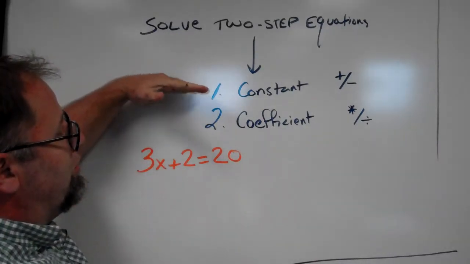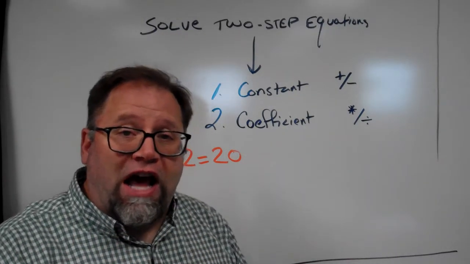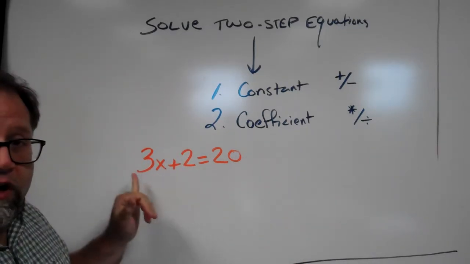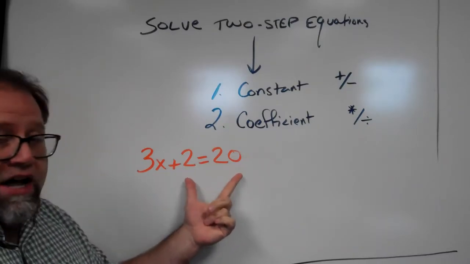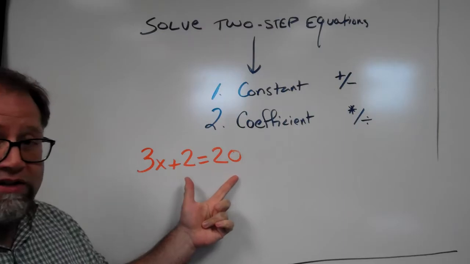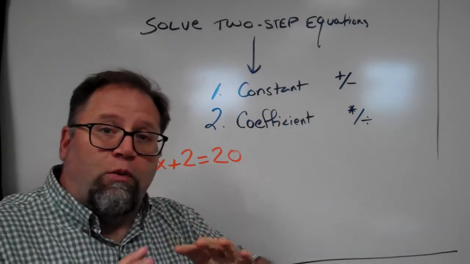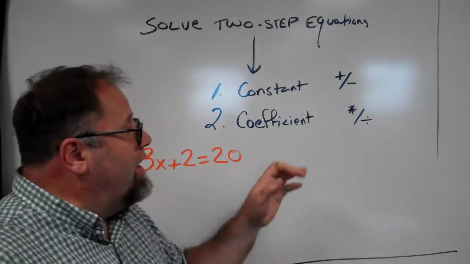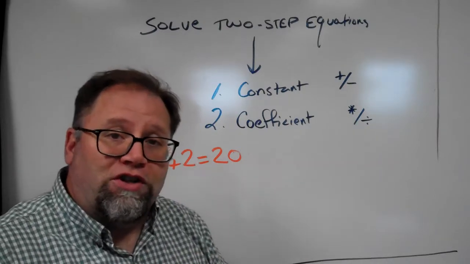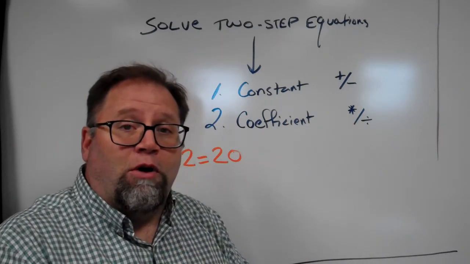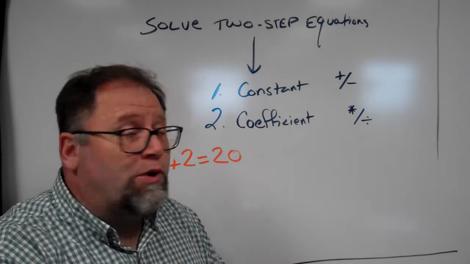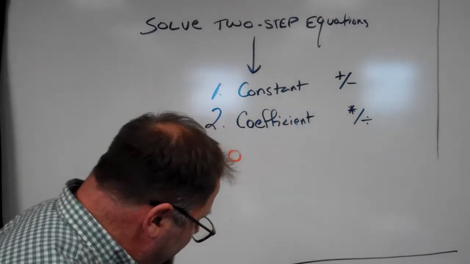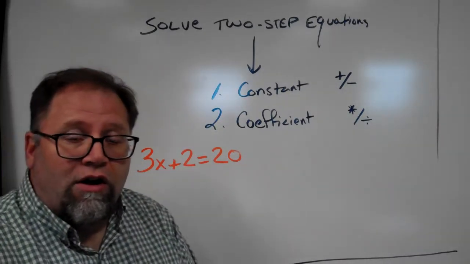So the first thing we're going to do is get rid of the extra constant that we have, because these usually build like this. So we've got a variable term, a coefficient and a variable, and then two constants. In this one I've got a positive 2 and a positive 20. So first, we're going to get rid of one of those constants by bringing in a zero pair, either a positive or a negative. And then we're going to get rid of the coefficient. When we get rid of the coefficient, we're either going to multiply or divide. Multiply if it's a fraction, because we're going to use the reciprocal, or divide if it's a whole number like this, an integer.